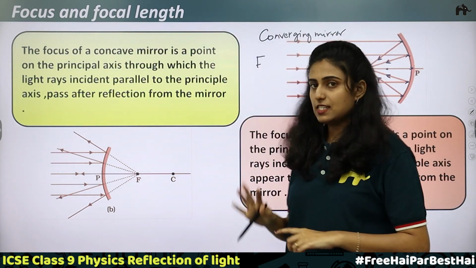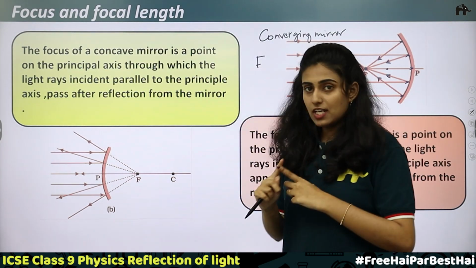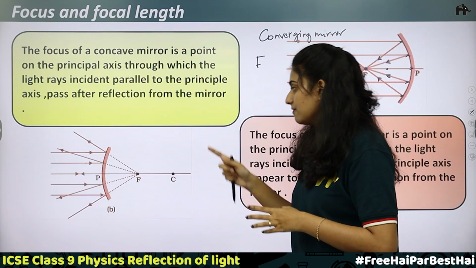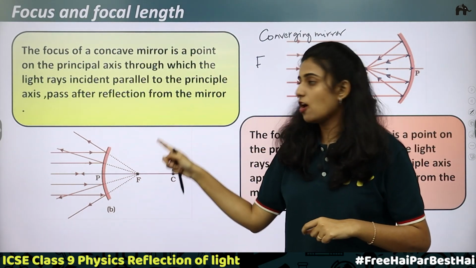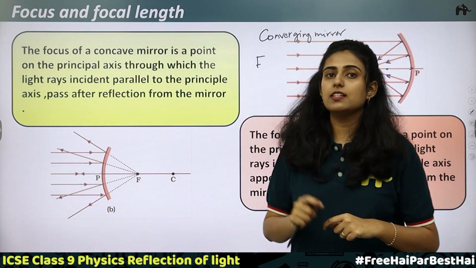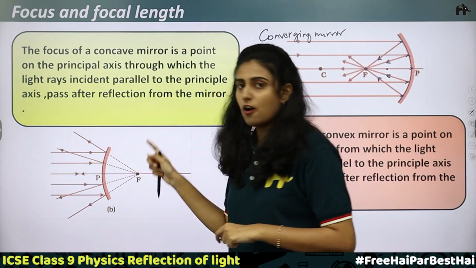To explain, we can say that parallel light rays after reflection from a convex mirror appear to diverge from a point on the principal axis. This point is called the principal focus of a convex mirror.